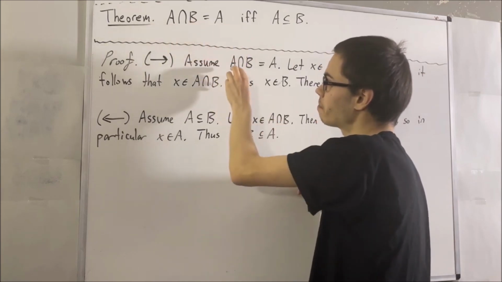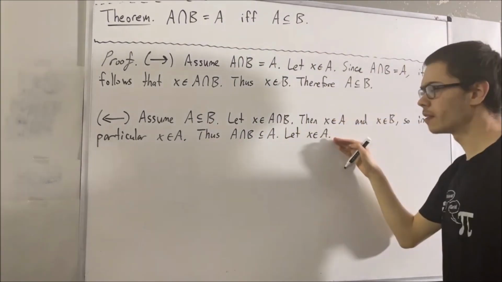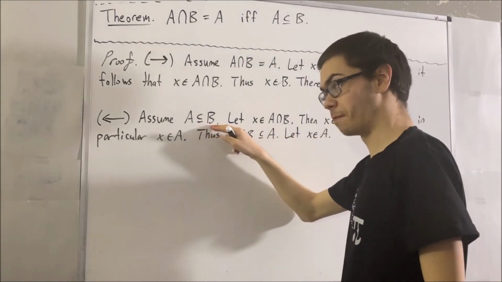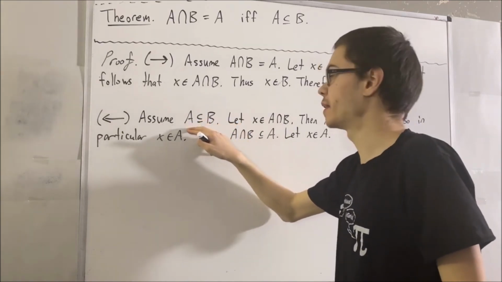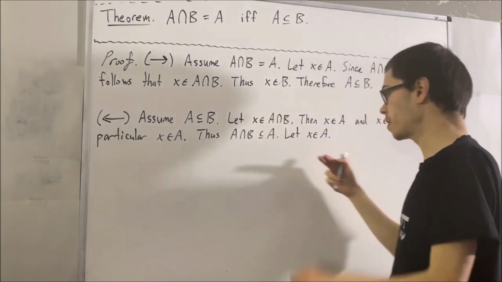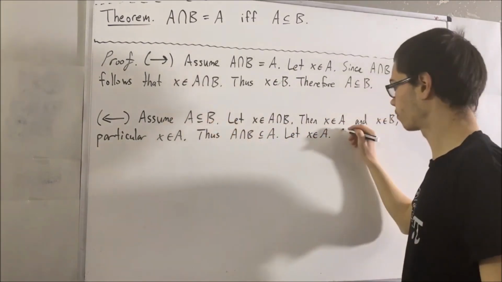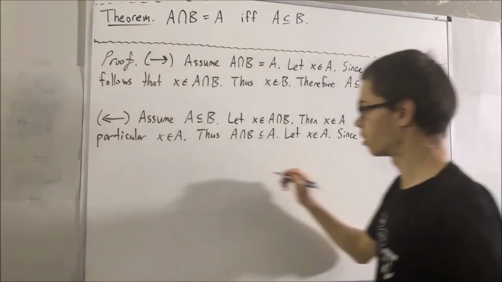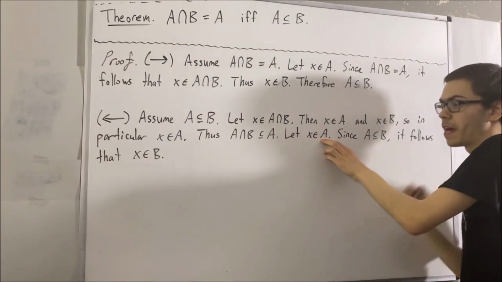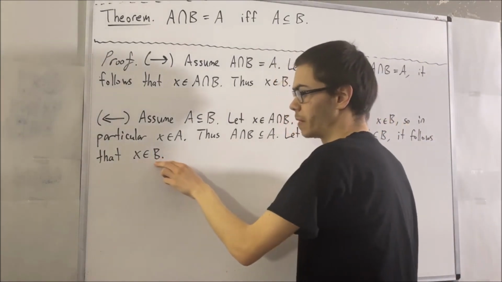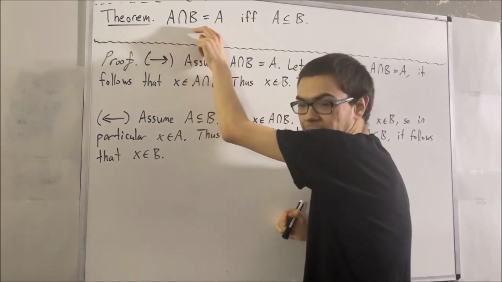So to do that, give me an arbitrary element of A. I'll call it X. Now, because A is a subset of B, we know that this means that everything in A is also in B. So, since X is an element of A, that means X is also an element of B. So notice, we have that X is an element of A and X is an element of B. That is equivalent to saying that X is an element of A intersect B.